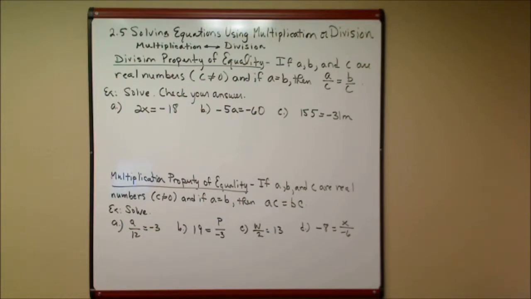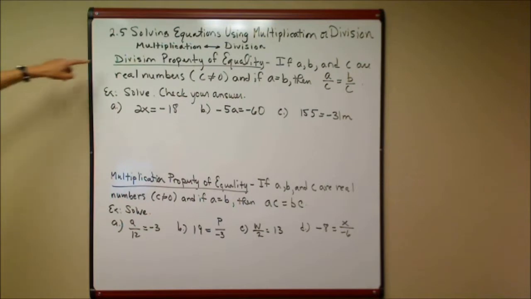Now you have to be a little careful with 0, because you know when you multiply by 0, you always get 0. But if you try to divide by 0, it's undefined. So 0 is the exception to the rule, and that'll be stated in the properties here. Now we're going to look at two more properties. We have the addition and subtraction properties of equality.